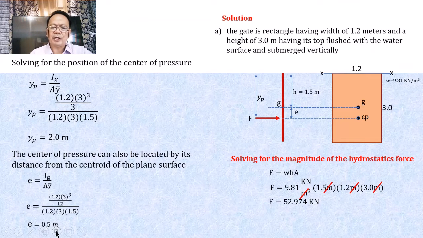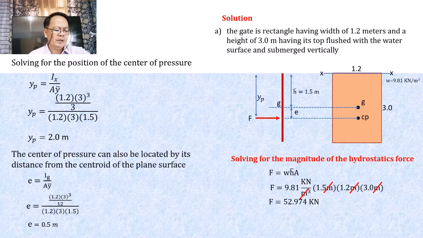And you may check, because you will find that the sum of bar Y plus E must be equal to Y sub P. We have computed that Y sub P equal to 2, and we have computed that E equal to 0.5, and we know that bar Y is equal to 1.5. Therefore, 1.5 plus 0.5 is equal to 2. That's how we can say that our solution is correct.